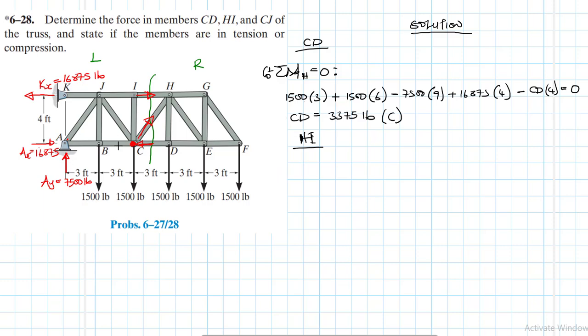If we use this section on IJ, all right, so we are going to use the right hand section. We're using the right hand section, right? So saying summation of moments about point C equal to 0.